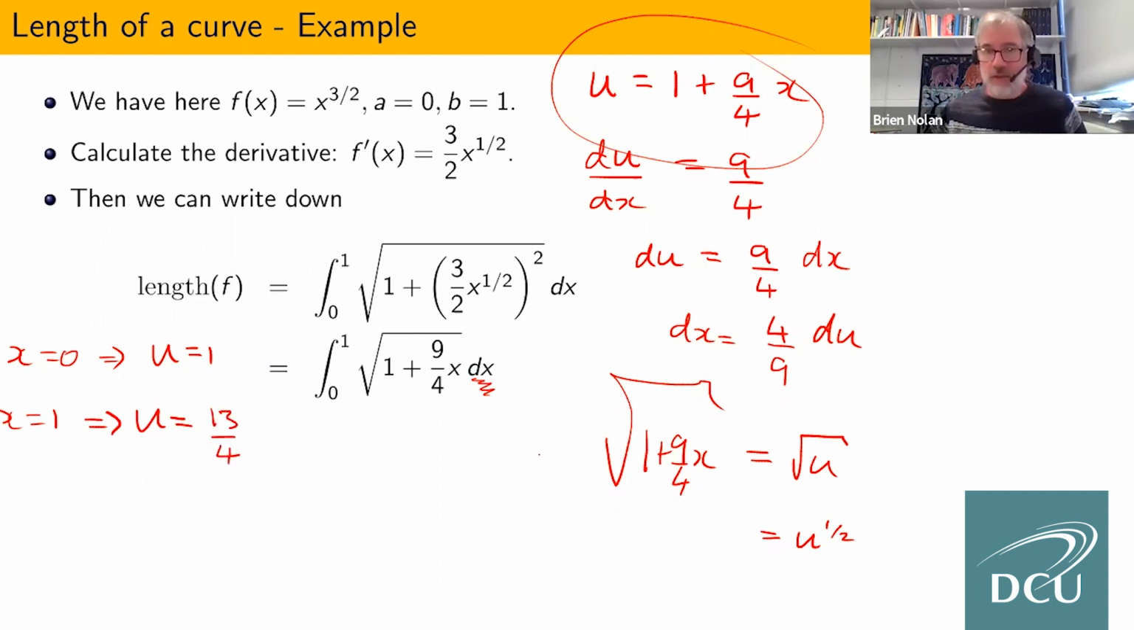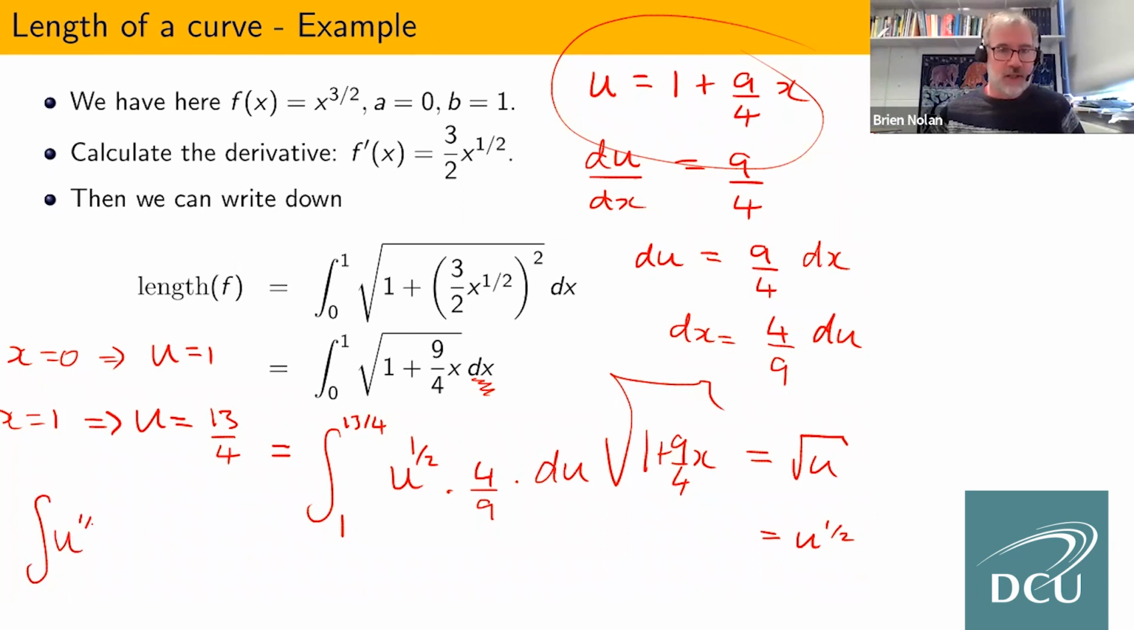Okay, so I make all those substitutions, and I end up with a relatively straightforward integral to do. The integral from 0 to 1 turns into the integral from 1 to 13 over 4, u to the power of 1/2, and dx is 4 over 9 times du. So fundamentally, the antiderivative that I have to calculate is u to the power of a half du, and I have some constants knocking around that I need to take care of.